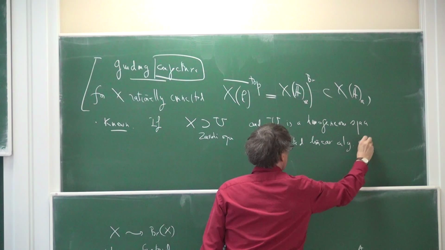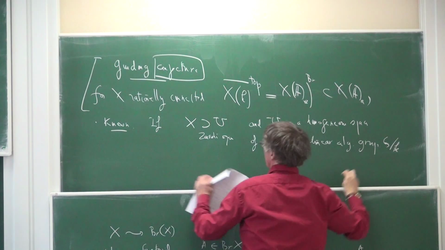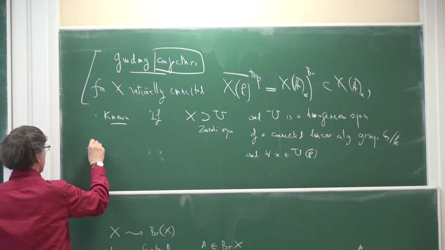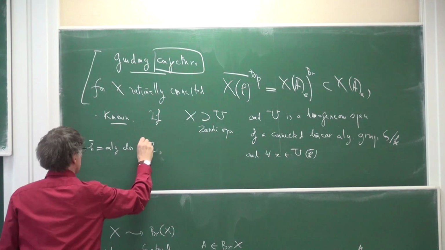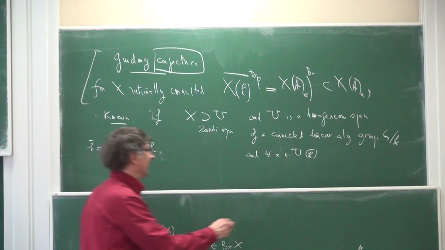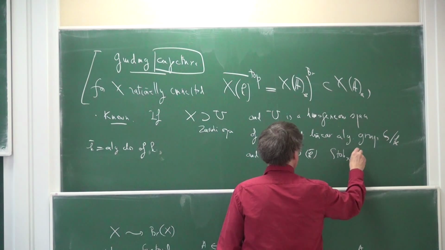G over the number field K, and the stabilizers. So for all x in U of k bar, where k bar denotes an algebraic closure of k. Okay, so in Russian you don't have to discuss whether it's an algebraic closure or the algebraic closure, that's good. For U of k bar, the stabilizer at x is connected.